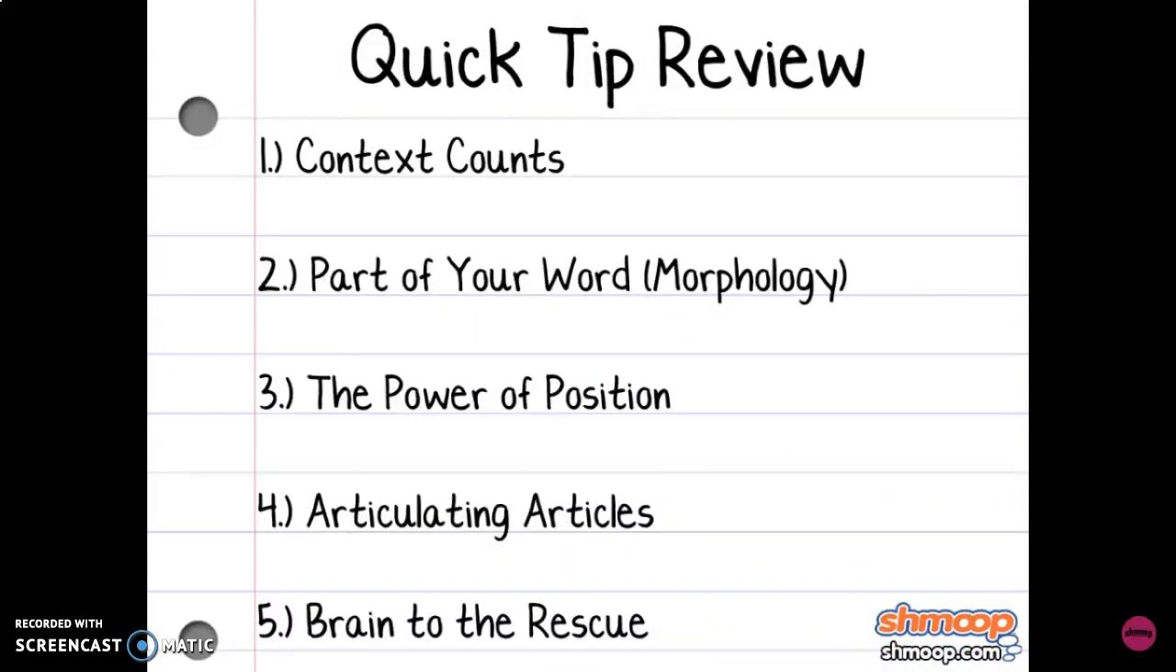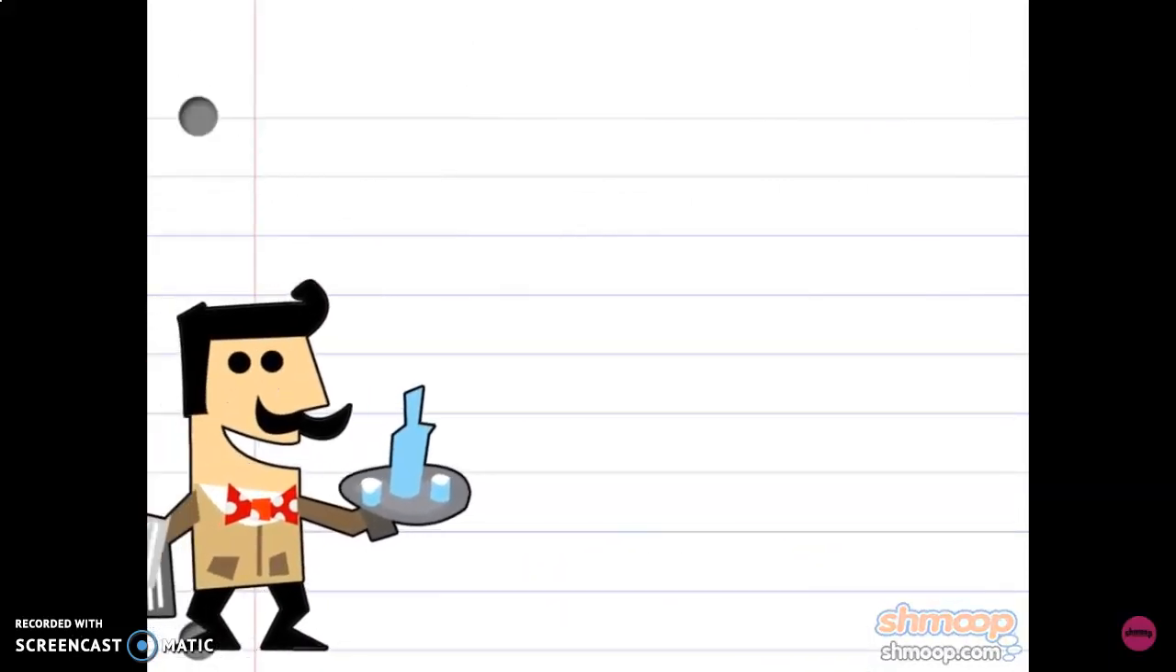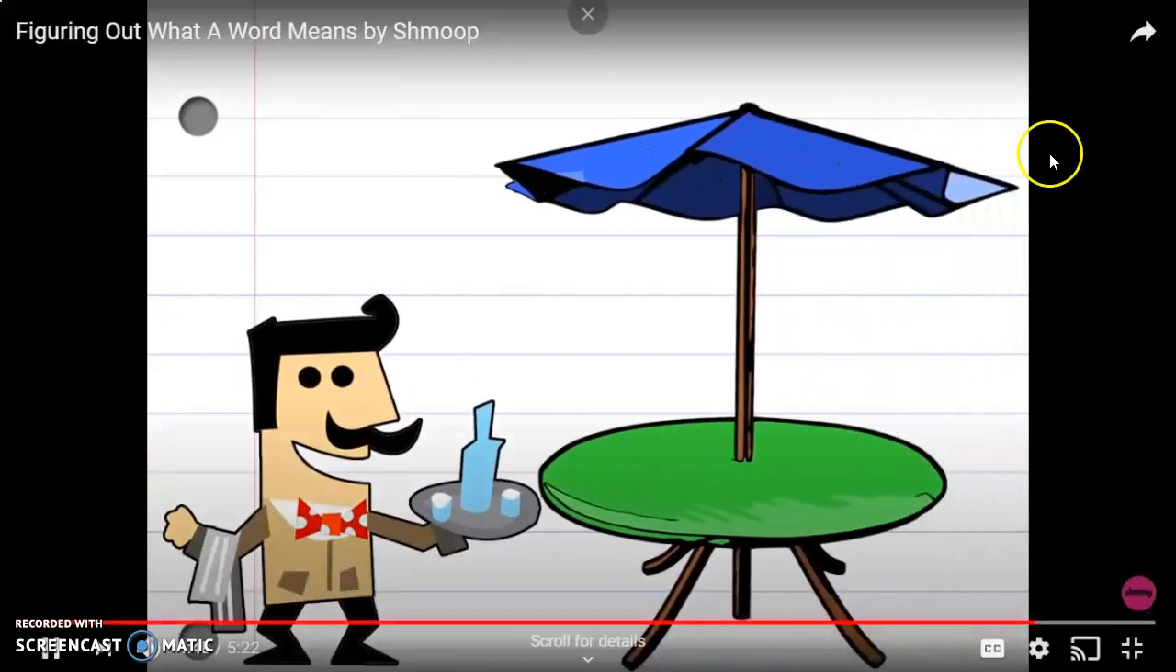Quick tip review, then we'll send you on your merry way. Tip number 1, context counts. Tip number 2, part of your word, morphology. Tip number 3, the power of position. Tip number 4, articulating articles. Tip number 5, brain to the rescue. That's it. You made some good tips today, and you didn't have to wait on a single table.